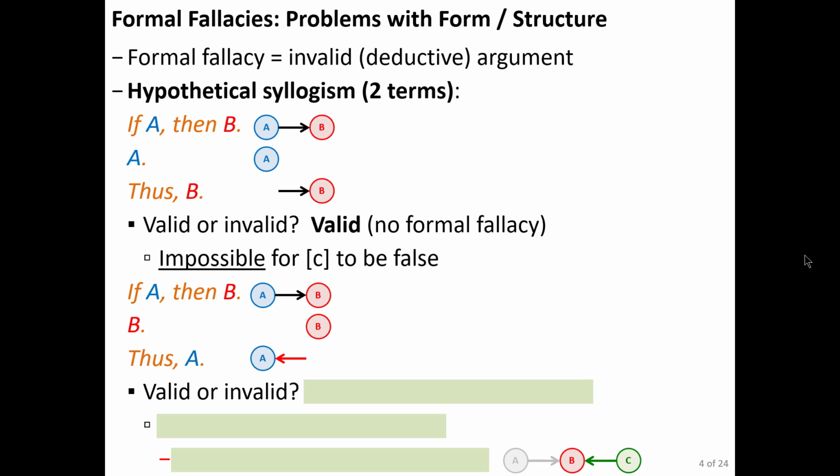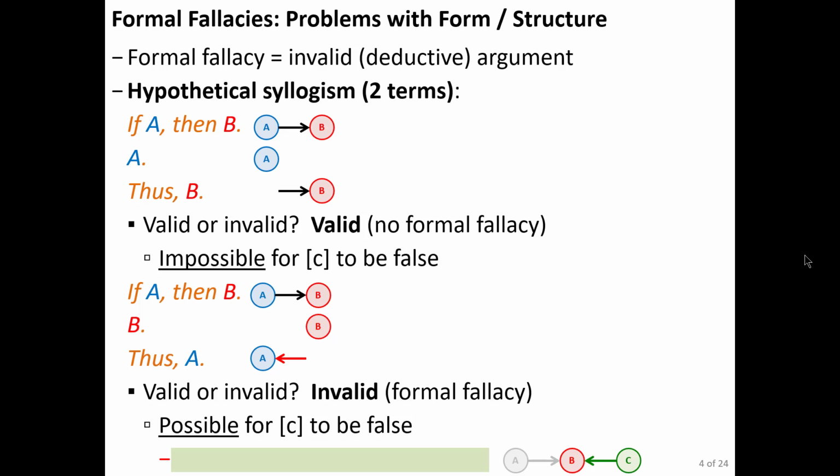Keep that in mind. But when we try to switch the terms here, if we say, for instance, if A exists, then B exists, like we said up above, but then we say, well, B does exist, thus A exists. It's kind of going backwards. We can't really say that, so it's not valid. It's invalid. There is a formal fallacy. It is possible for C to be false.